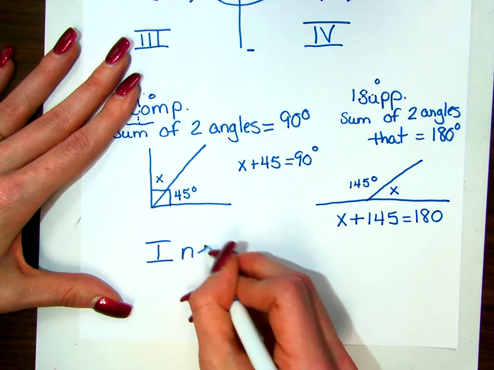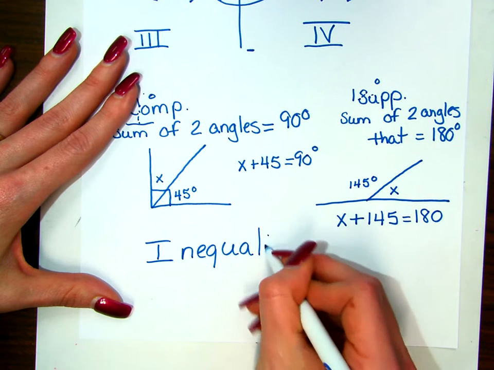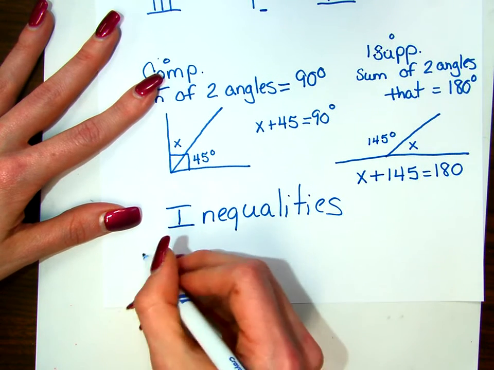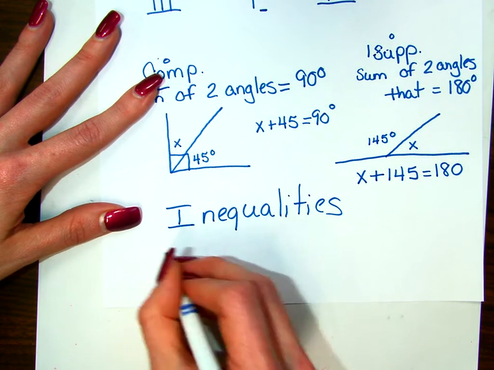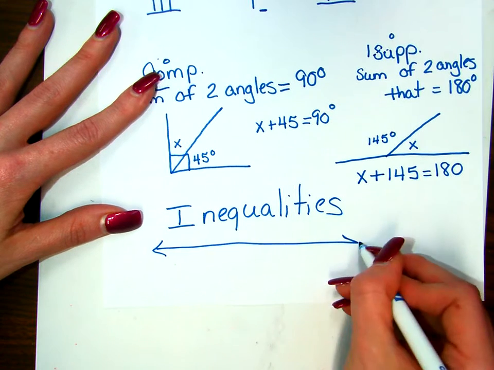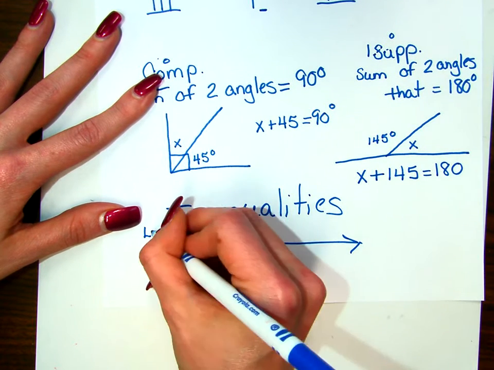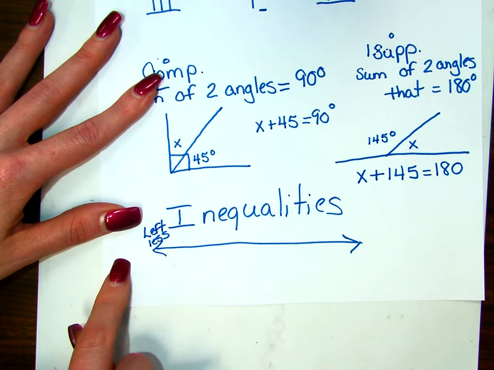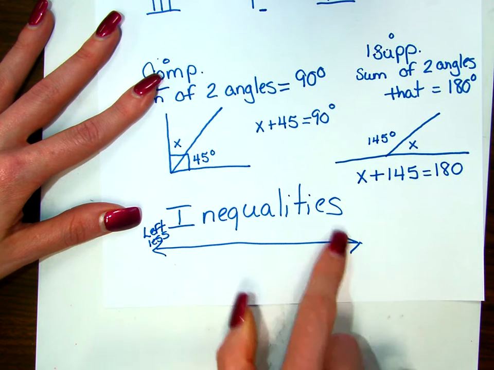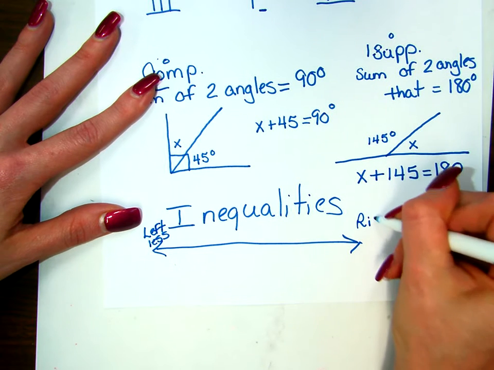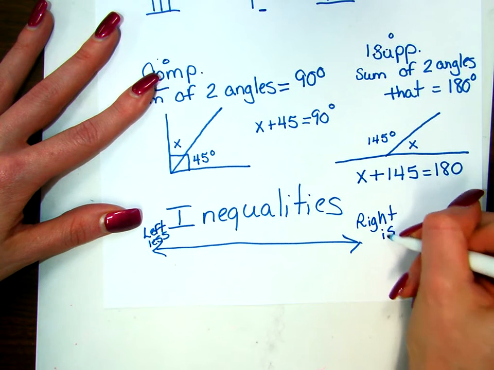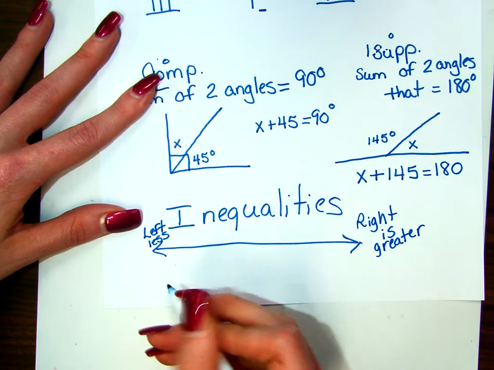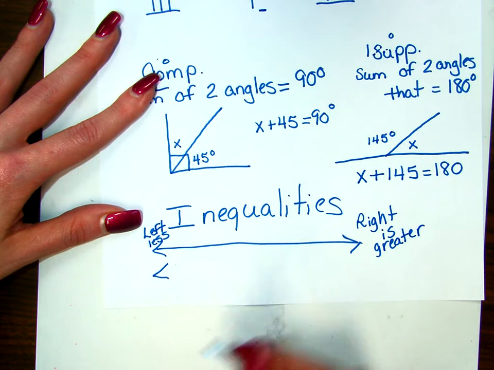So inequalities. Remember, your less than symbol, if you think of a number line, left is less. So your arrow will point to the left to show less than, and right is more, or right is greater. So if the little arrow is pointing to the right, then it is a greater than symbol. So remember, this is a less than symbol.